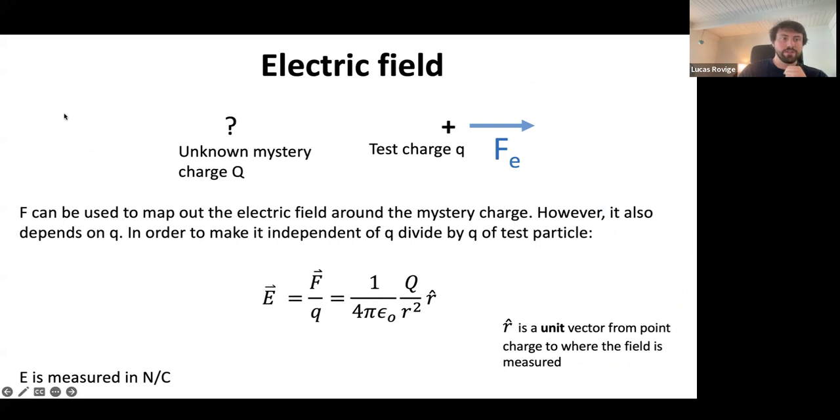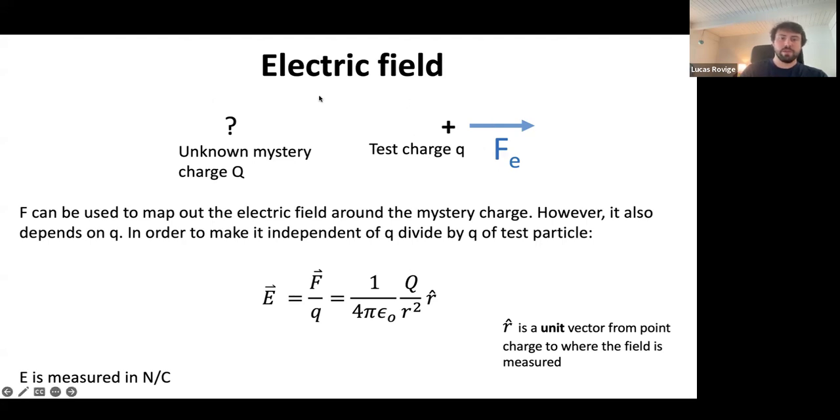Okay, so how to define this electric field? If we have an unknown charge Q here, and we have our test charge q here, and when we put our test charge in the vicinity of this mystery charge, there's a force that arises on this test charge. We know the charge here, and this is the force F.